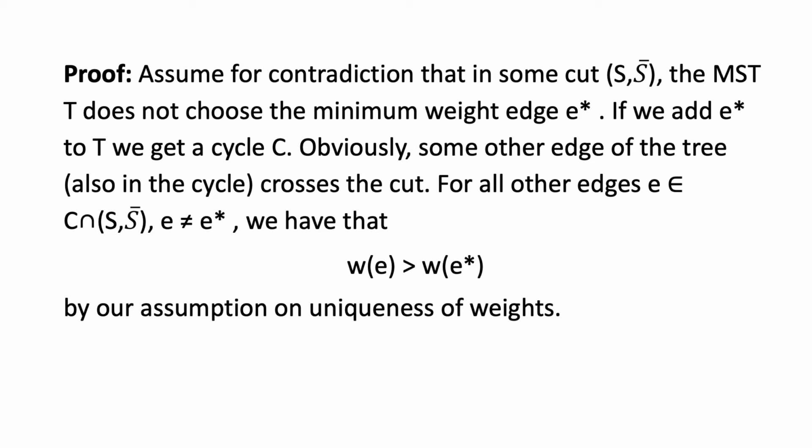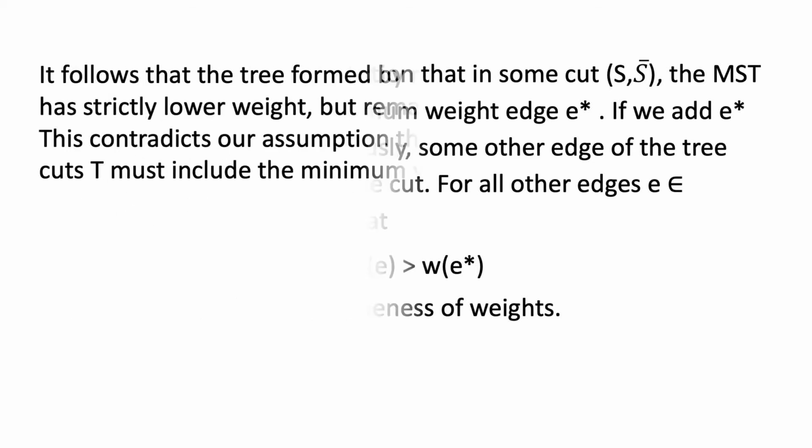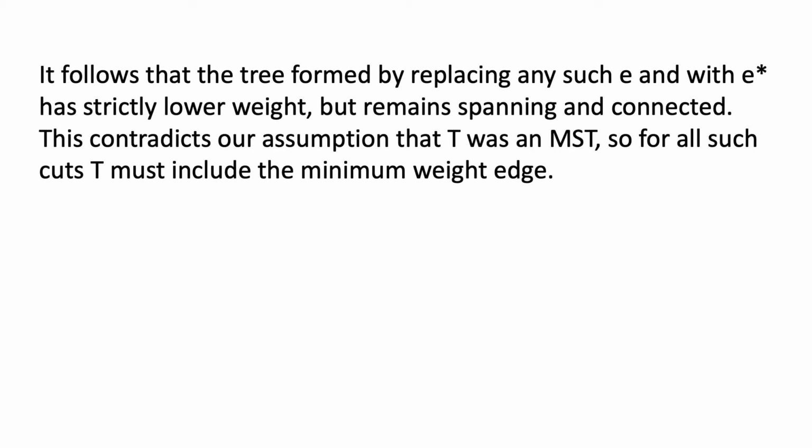Obviously, some other edge of the tree also in the cycle crosses the cut. For all other edges E belonging to C intersection S bar, E not equal to E star, the weight of E is greater than the weight of E star by our assumption on the uniqueness of weights. It follows that the tree formed by replacing any such E with E star has strictly lower weight but remains spanning and connected. This contradicts our assumption that T was an MST, so for all cuts T must include the minimum weight edge.